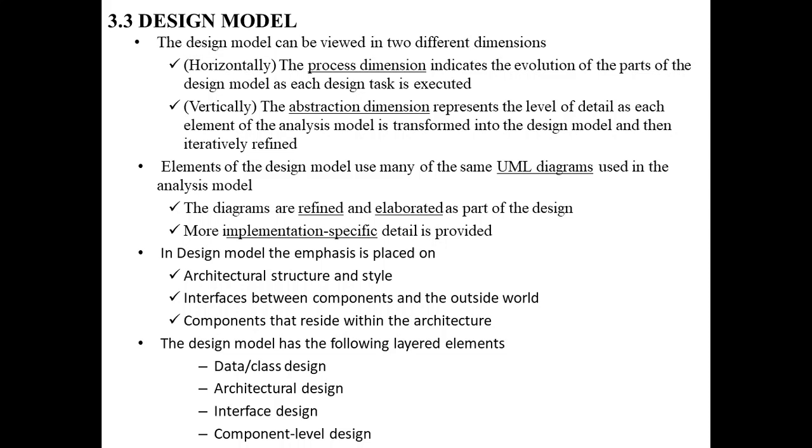Next topic in your third unit is design model. The design model can be viewed in two different dimensions, horizontal and vertical. In the horizontal, the process dimension indicates the evolution of the design model as each design task is executed. Vertically, the abstraction dimension represents the level of detail as each element of the analysis model is transformed into the design model and then iteratively refined.